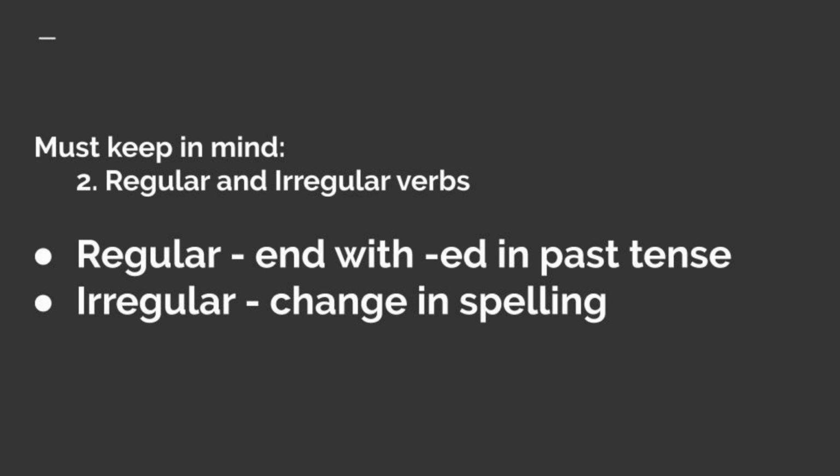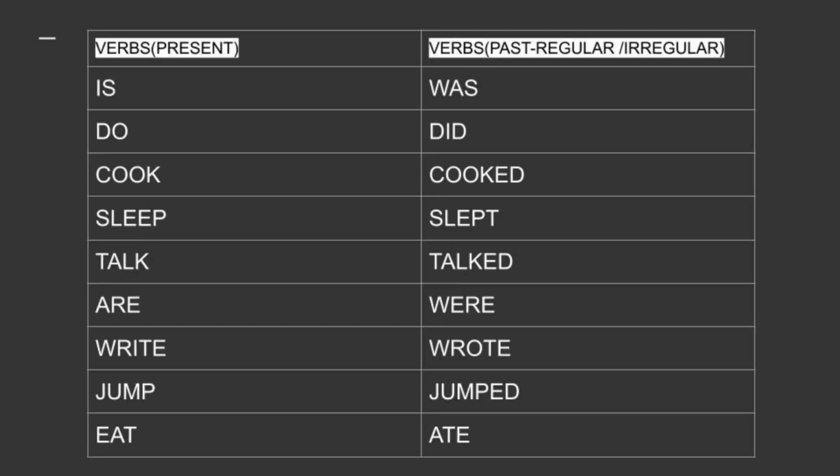And the other verbs which do not end with ed and have change in spelling are called irregular verbs, like is, was. Yes, is doesn't remain is in its past tense. It becomes was. Then what are the other verbs? Think of them. Can you remember any of them? Let's look at the list. It's coming in the next slide.